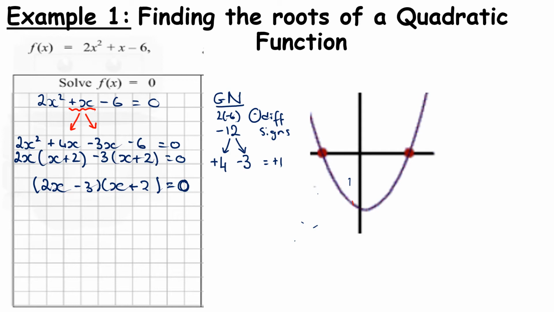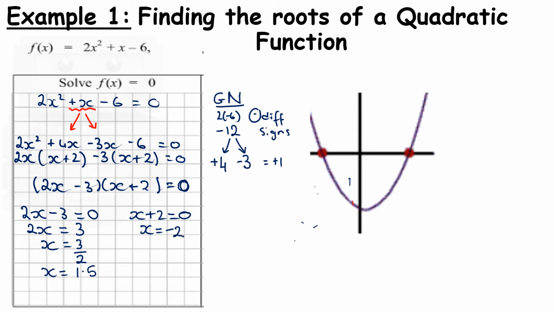So now I'm going to let each factor equal 0. So I get 2x minus 3 equals 0, which gives me 2x equals 3 as I add 3 to both sides, and x equals 3 over 2, or if you prefer, you can write that as 1.5. Then I get x plus 2 equals 0. And I'm going to subtract a 2 from both sides, and I get x equals minus 2.